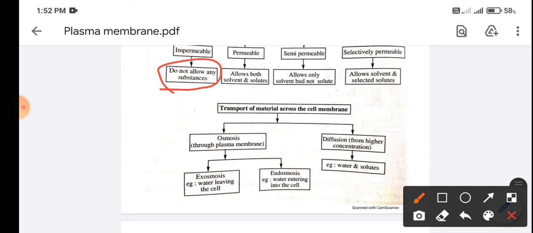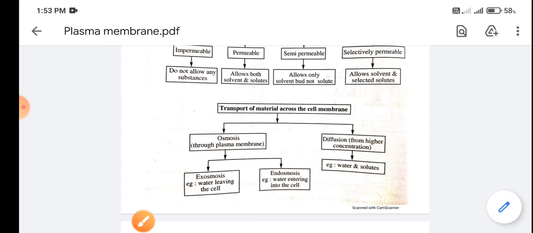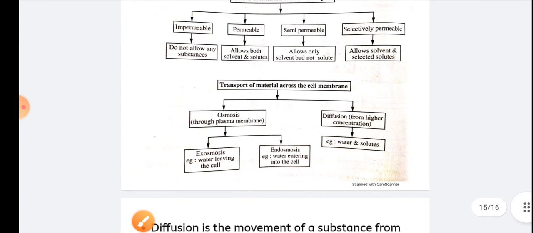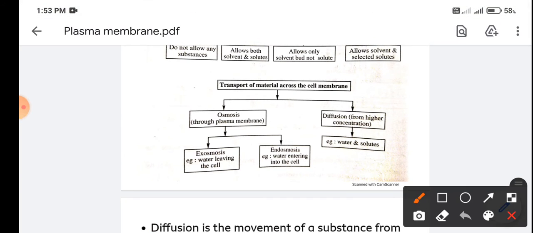Permeable means it allows both solvent and solutes. Semi-permeable allows only solvent but not solute. Selectively permeable allows solvent and selected solutes. So the plasma membrane is a selectively permeable membrane.